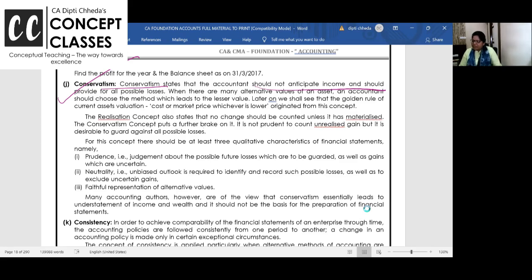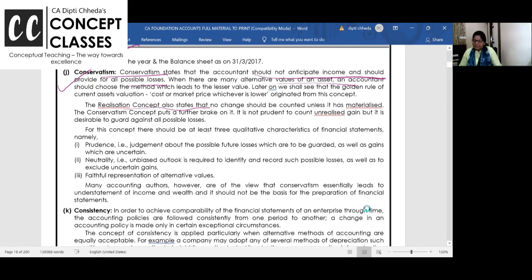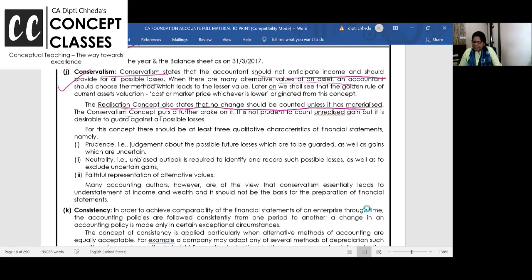There are many alternative values of an asset and all. Realization concept says that you anticipate. Realization concept also states that no change should be made unless, but conservatism concept puts a break on it. So conservatism says कि you can't say, ma'am, अभी loss हुआ तो नहीं है ना, जब होगा देख लेंगे सप्टेम्बर में. But if it is a permanent decline, you have to record it.